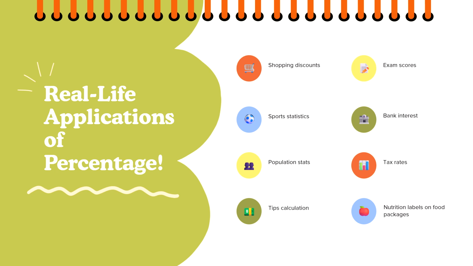Sometimes exam scores also. I've told you, if you got 24 marks out of 25, how will you convert it into a percentage? At this time we need to know percentage, otherwise we are not able to calculate. Sports statistics, bank interest also. Interest is always in percentage. If you go to the bank and take a loan, they will tell you that you have to pay this percentage of interest. In this way, percentage is very important in real life.